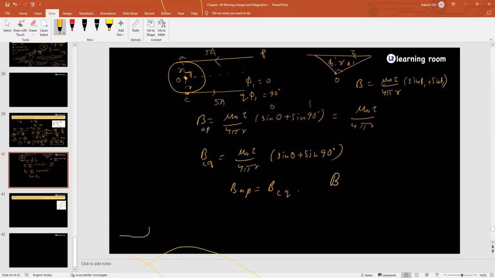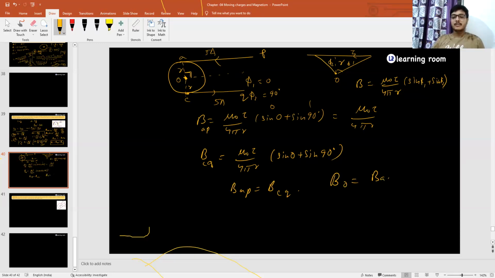So the magnetic field at the center O is the magnetic field due to AP plus the magnetic field due to CQ. Find this value. Any one of them you find and multiply it by 2. Find this value quickly. Solve more questions. Try to get into the habit of solving numericals easily, and in a very short interval of time.